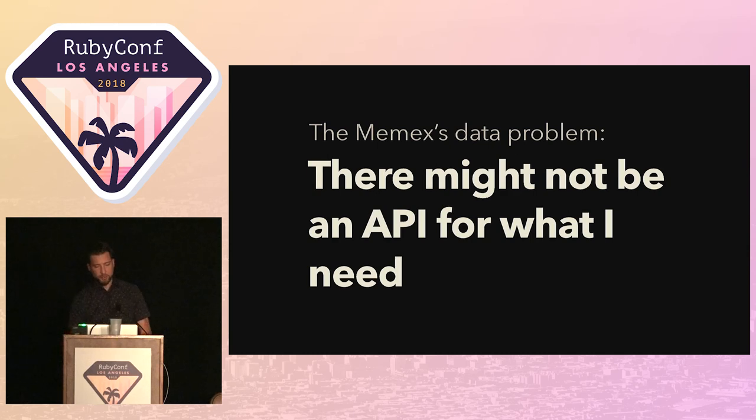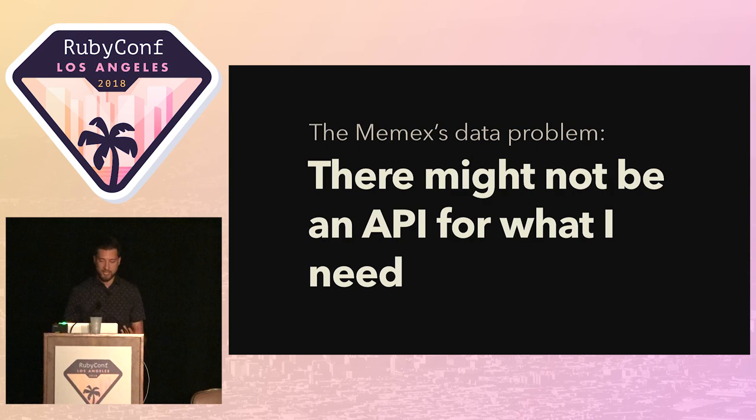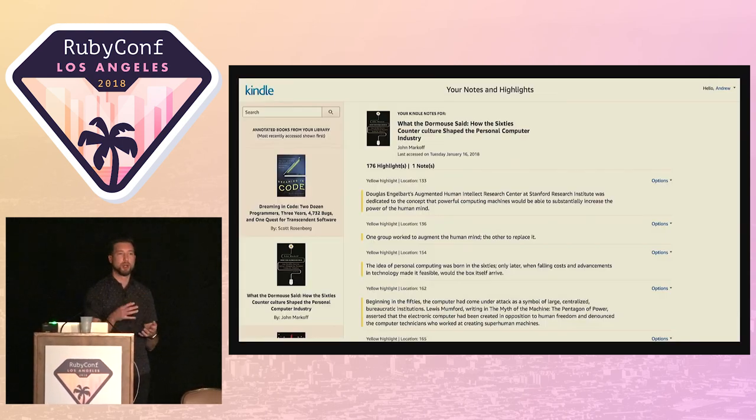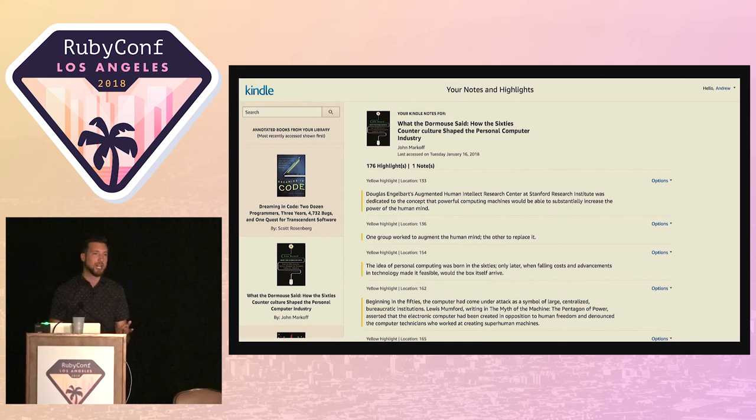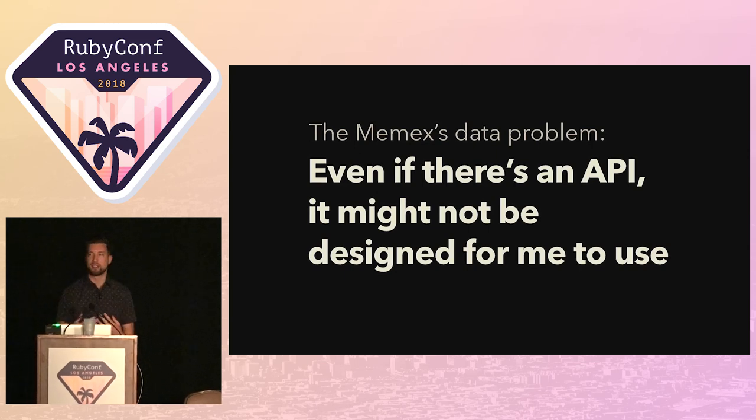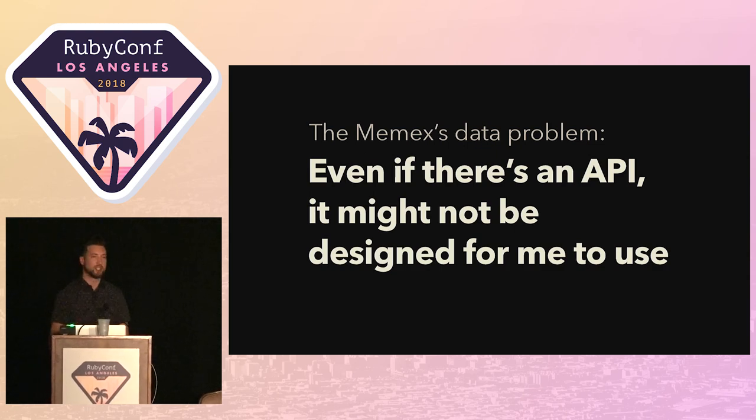The main problem is that there might not be an API for something I'm trying to do, and this is often the case. For example, Kindle. You read on your Kindle device, and you save quotes, or you have a reading session, and there's no API for Kindle. So what people typically do, and what I had to do, was scrape this page, and it's pretty awful stuff. That's really the only way to get this data. Even if there's an API, it might not be one designed for me to use. A lot of these are private APIs that I have to somehow reverse engineer or understand.